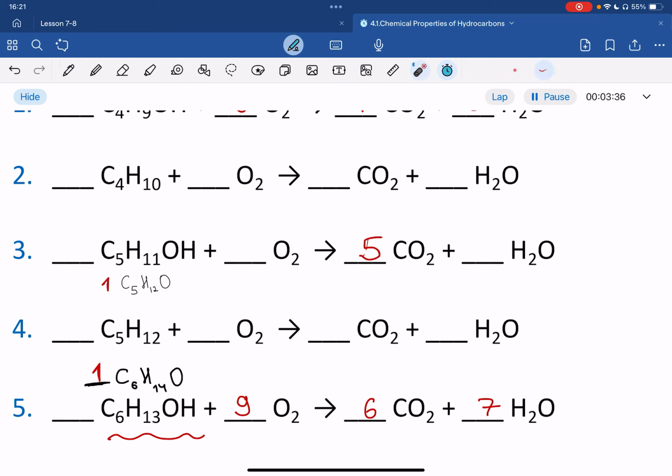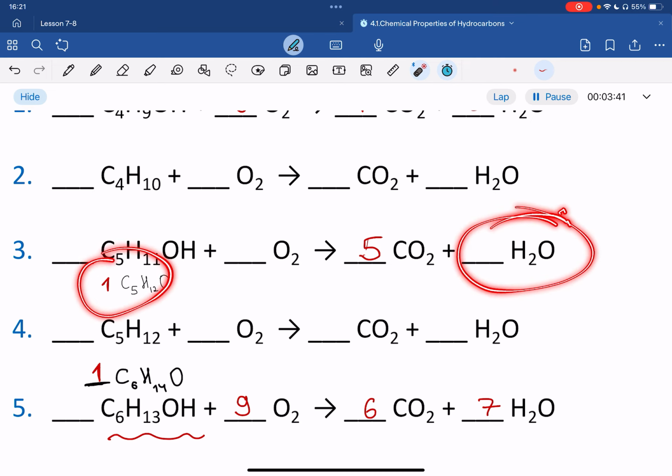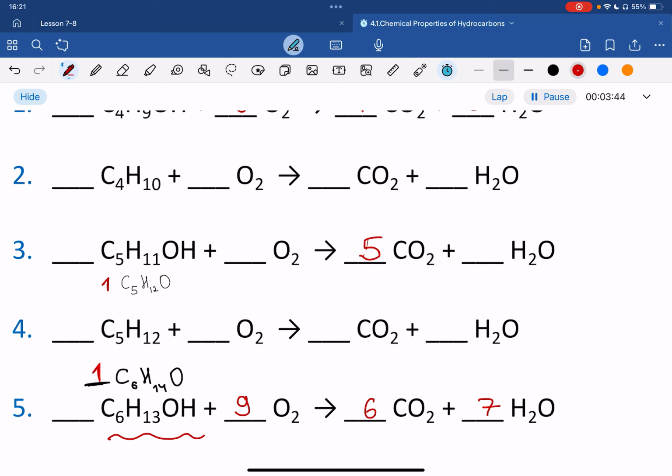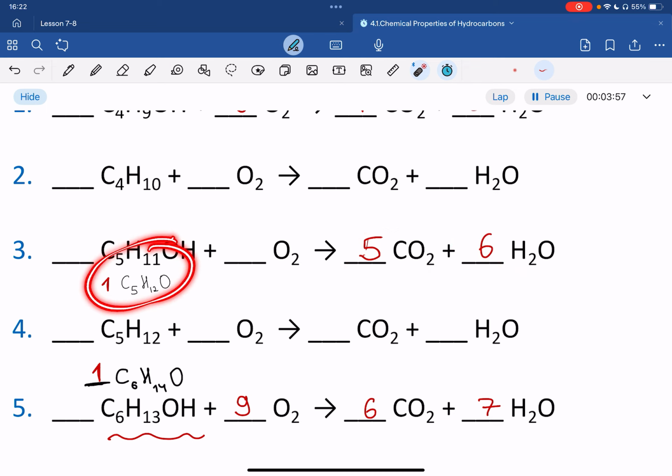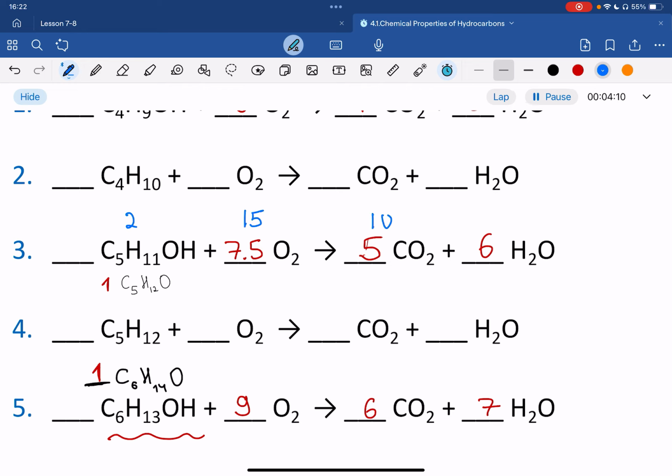Then hydrogen: you see hydrogen in 1 molecule on the left side, and also within 1 molecule on the right side. So we should write 6 in here, because 12 on the left and 12 on the right. So let's count the oxygen. We have 10 and 6, 16 oxygen in here, and we have 1 already in here. So 15, we have to write 7.5. But do we keep it as 7.5? No, we have to make sure to change them to whole numbers. So multiply by 2. It's going to be 15 O2, 10 CO2, and 12 H2O.